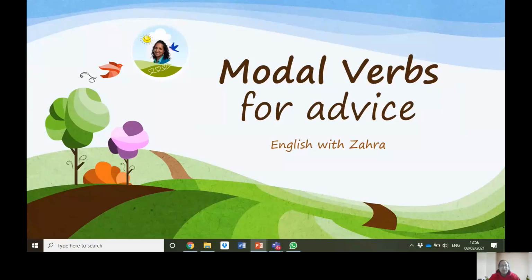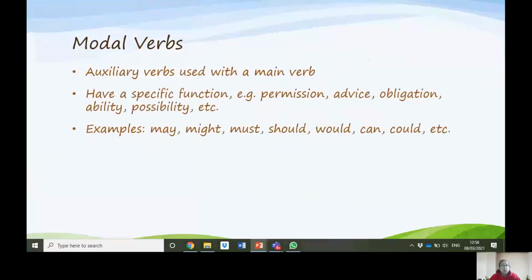Hi, today we're going to talk about modal verbs that are used to give advice. So firstly, a modal verb is an auxiliary verb that's used with a main verb to convey a specific meaning. For example, permission, advice, obligation, ability, possibility, and so on.